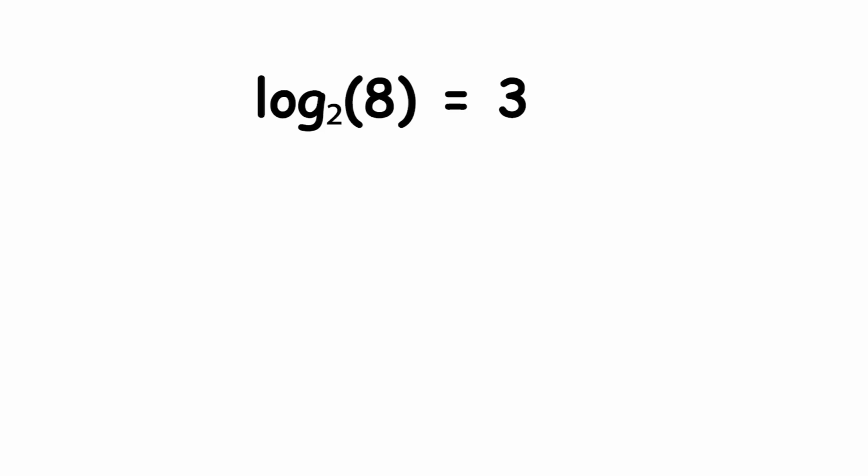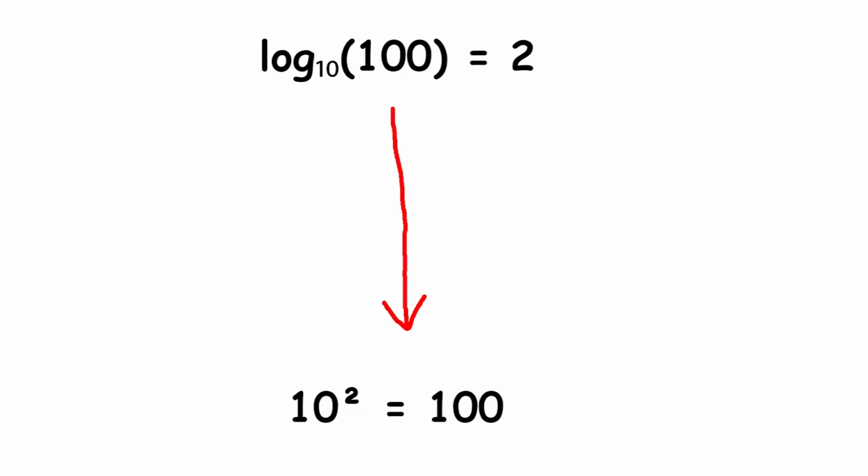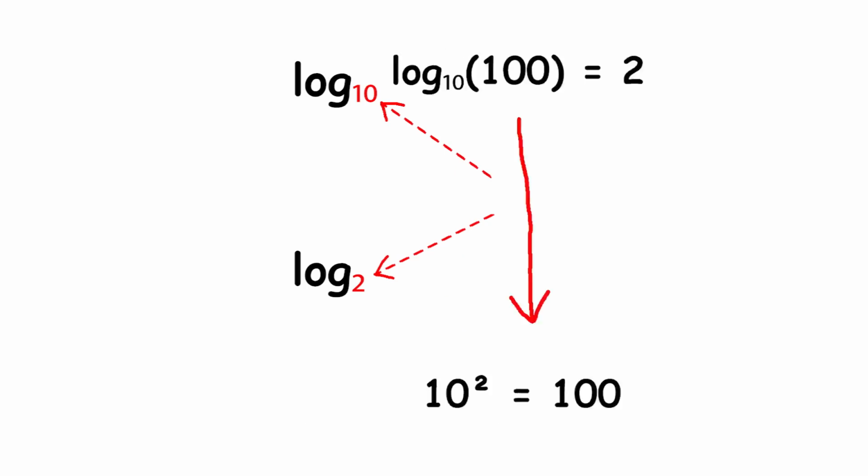For example, the logarithm base 2 of 8 is 3, because 2 raised to the power of 3 equals 8. And another example is the logarithm base 10 of 100 is 2, because 10 raised to the power of 2 equals 100. The base of the logarithm tells you which exponent to use. The most common bases are 10 and 2.